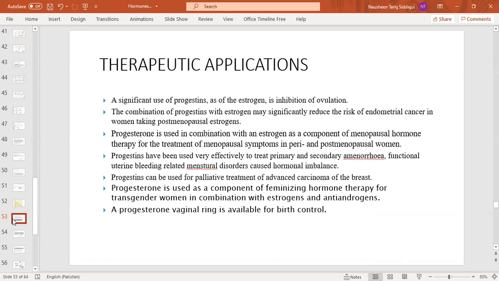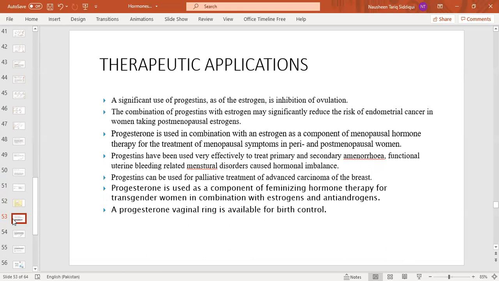Therapeutic application. A significant use of progestin, as of estrogen, is inhibition of ovulation. The combination of progestin with estrogen may significantly reduce the risk of endometrial cancer in women taking post-menopausal estrogen. Progesterone is used in combination with an estrogen as a component of menopausal hormone therapy for the treatment of menopausal symptoms in peri and post-menopausal women.